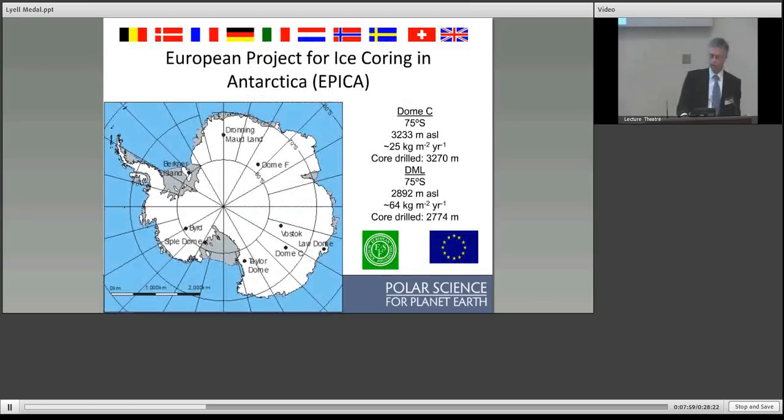Now if we move to a completely different time scale, we'll go up to 800,000 years. This is the EPICA project that I mentioned in my response. In particular, I'm going to talk about the core from here, Dome C, which is the oldest core drilled so far. There's one that rivals it at Dome Fuji here from the Japanese drilling, which is 700,000, but Dome C is 800,000.